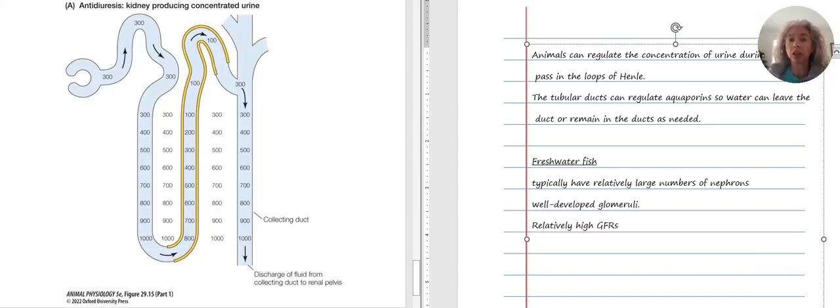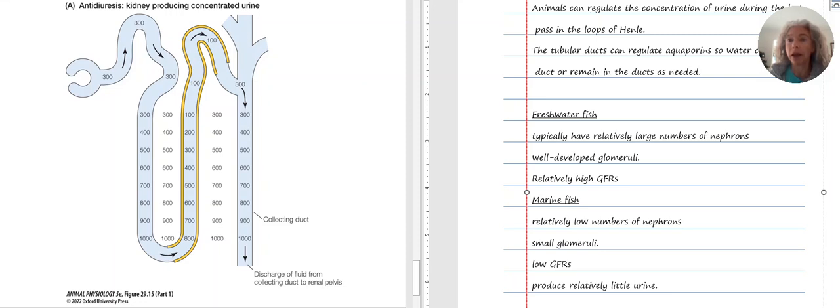Freshwater and marine fish make for an interesting comparison of this. Freshwater fish typically have relatively large numbers of nephrons and well-developed glomeruli. Their glomerular filtration rates are relatively high because they have an excess of water that must be excreted in their urine. In comparison, marine fish tend to have relatively low numbers of nephrons and small glomeruli. They also have a low GFR, which makes sense in animals that face desiccation and produce relatively little urine.